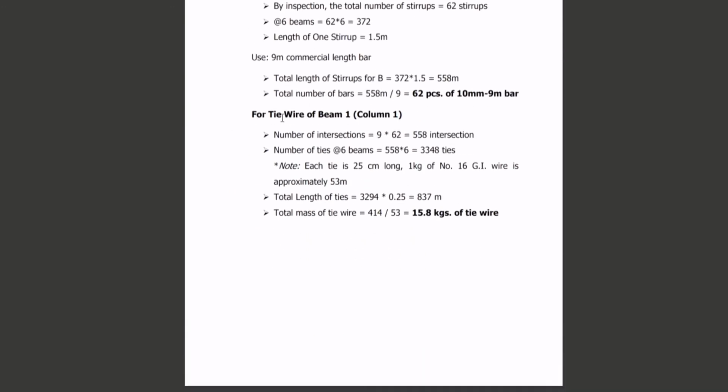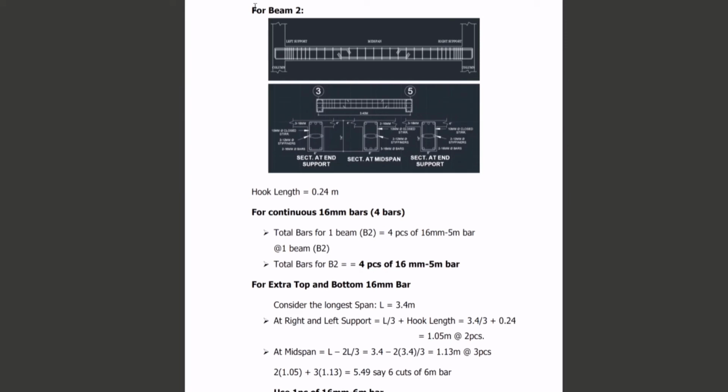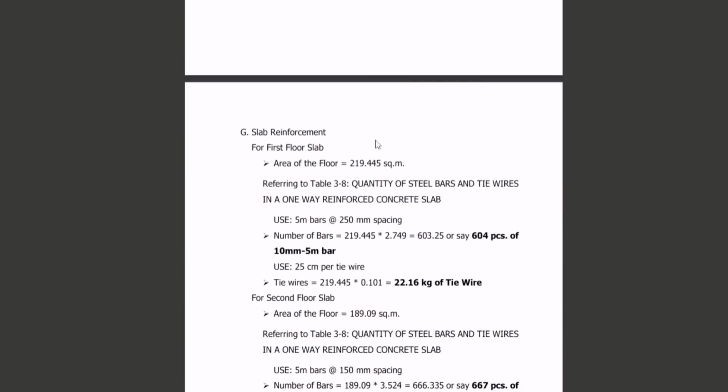So, for stirrups at tie wires ng column 1, ganun din ang gagawin. Makakuha tayo ng stirrups na 62 pieces of 10 mm 9 meter bars. Tapos, 15.8 kilograms of tie wires. Sa beam 2 naman, ganun din ang gagawin. Ganun yung formula pa rin. Ngayon sa slabs naman tayo.